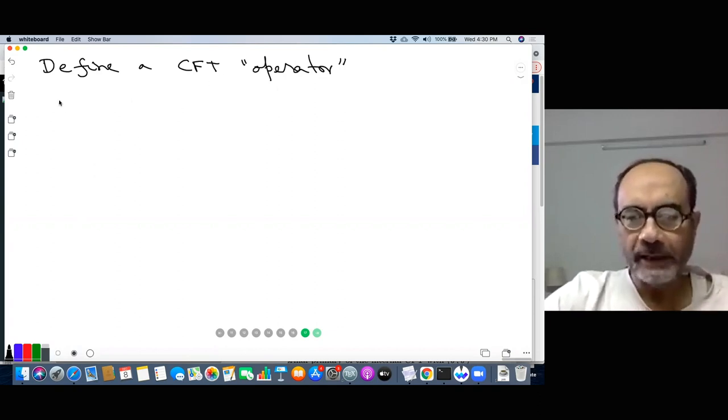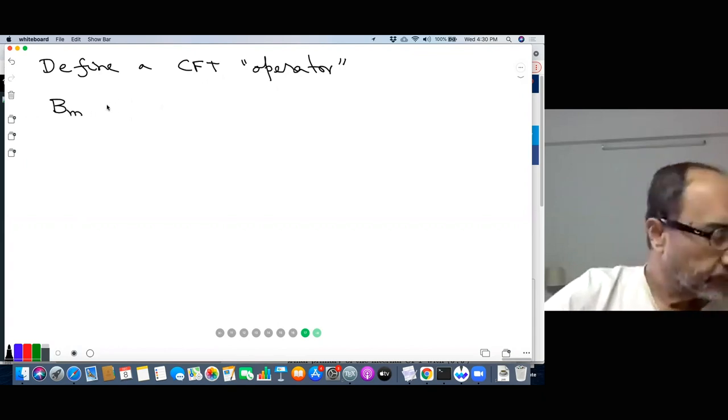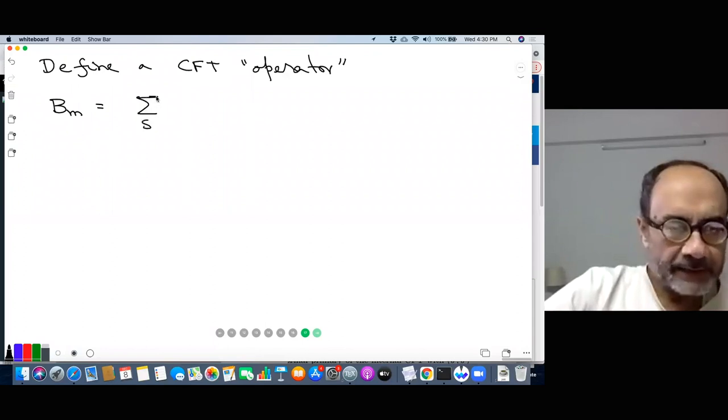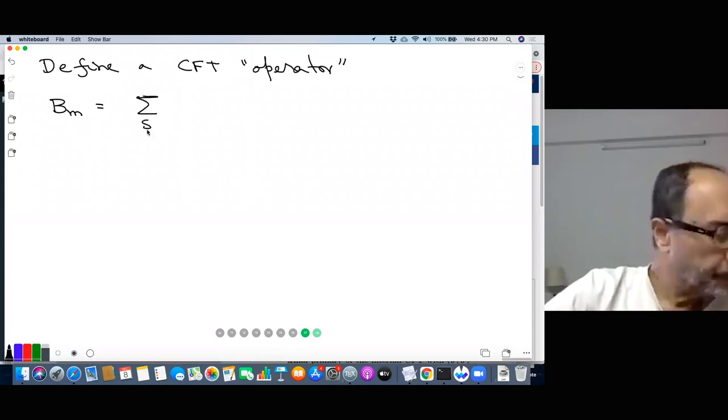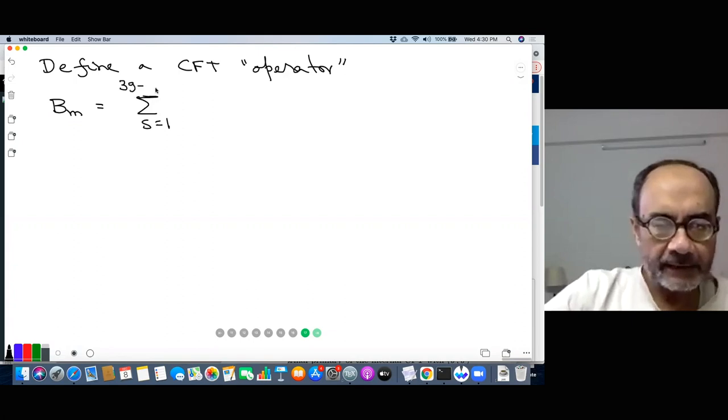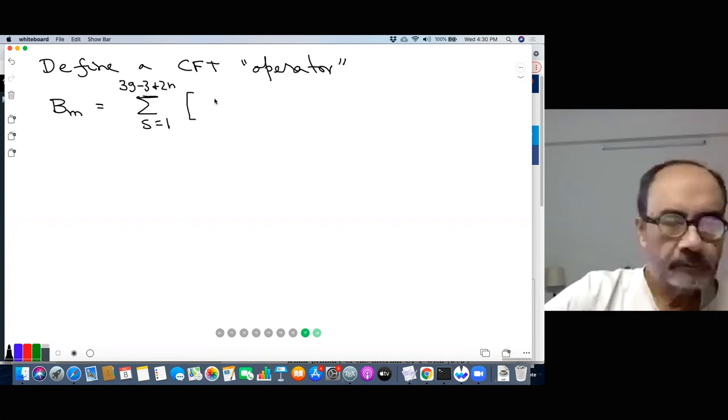So the CFT operator that we'll define is this B_M, capital B_M, which is a sum over S. S runs over all the CSs, right? 3G minus 3 plus 2N objects. So let me write 1, 2, 3G minus 3 plus 2N.